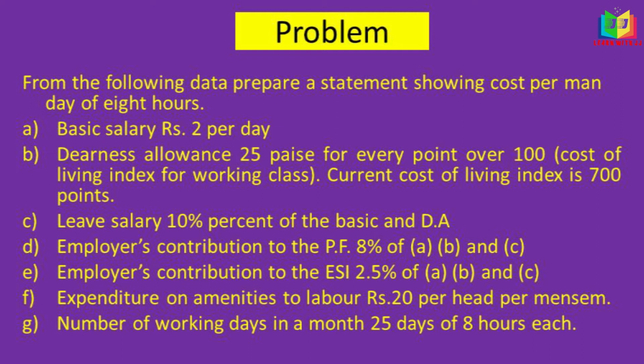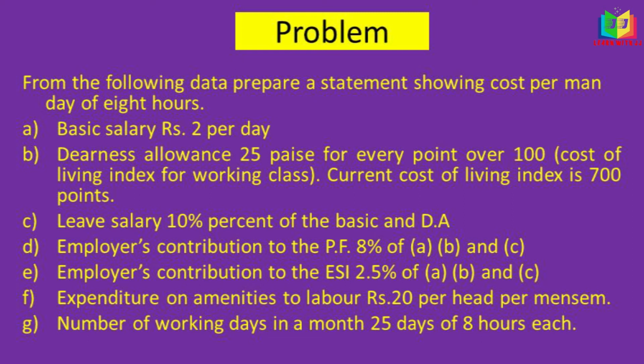This dearness allowance is based on the cost of living index, and here it is 25 paise for every point over 100. The current cost of living index is 700 points. So 700 is the cost of living index, and over 100 points we have to calculate the dearness allowance. And next, leave salary 10% of the basic and DA.